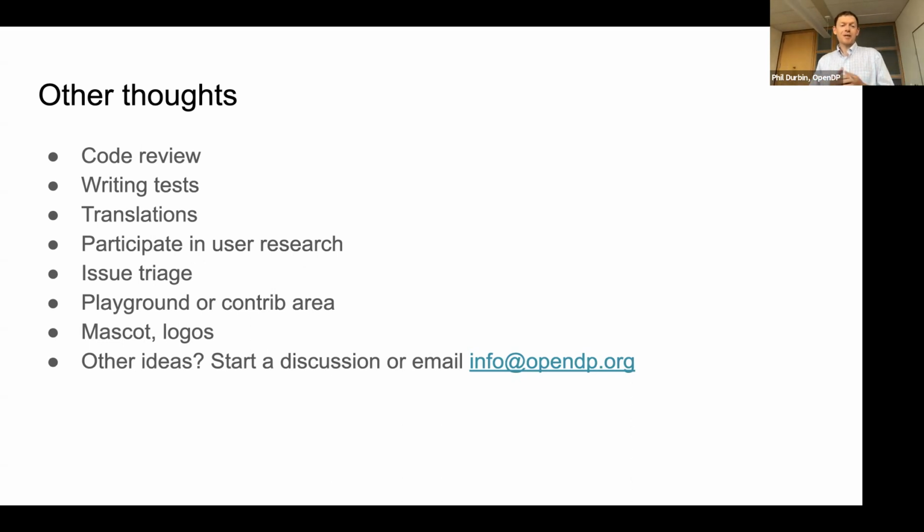If you're artsy, maybe you want to make us a mascot. We do have a logo, more on that in a second, but we could always use more. And then these are just some ideas for me. Again, a discussion in the public on GitHub Discussions is great to talk about other ideas, or with a Google group, or you're very welcome to email info@opendp.org.